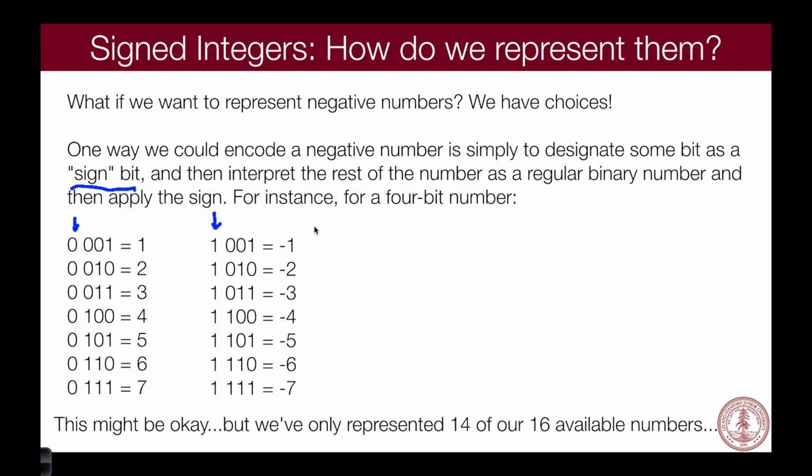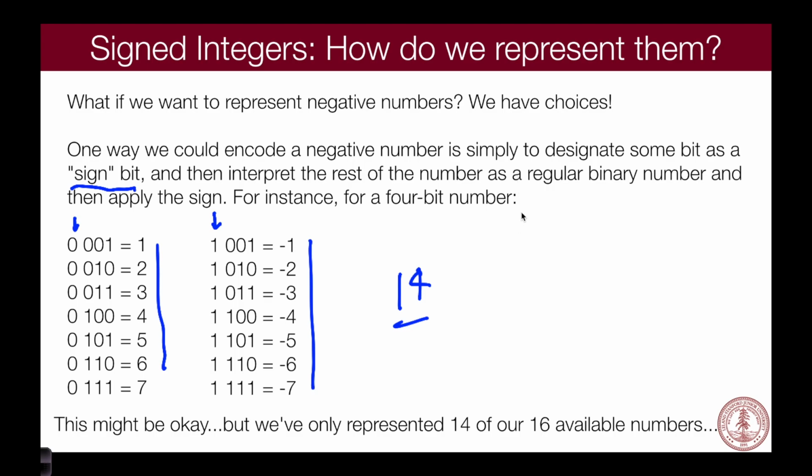And then if we do the negative equivalents, here's 1 meaning negative, and then 001 is 1, so that's negative 1. And then negative 2 would be 1010, etc. All the way down to 1 for negative, and then 111, which is negative 7. Now, this is fine, except that if you count the numbers here and the numbers here, we only have 14 possible combinations. But remember, we can actually represent up to 16 numbers.